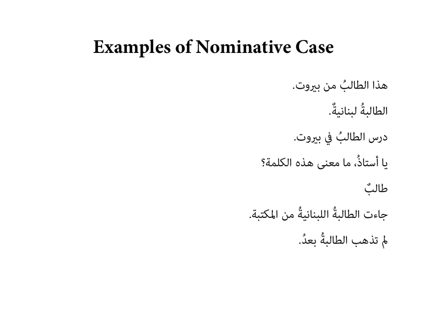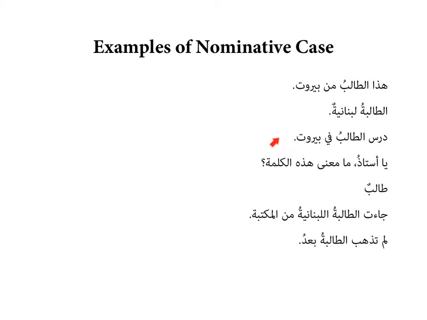So in this slide, we have examples of the use of the nominative case. So here we have هذا الطالب من بيروت. This is an equational sentence. This student is from Beirut. Student, of course, is the subject, and so it's marked with an u. A similar sentence, the female student is Lebanese, is an equational sentence. So talibatu is the subject, and lubnaniyatun is the predicate. Notice that the subject is definite, so it doesn't have nunation, and the predicate is indefinite, so it does.